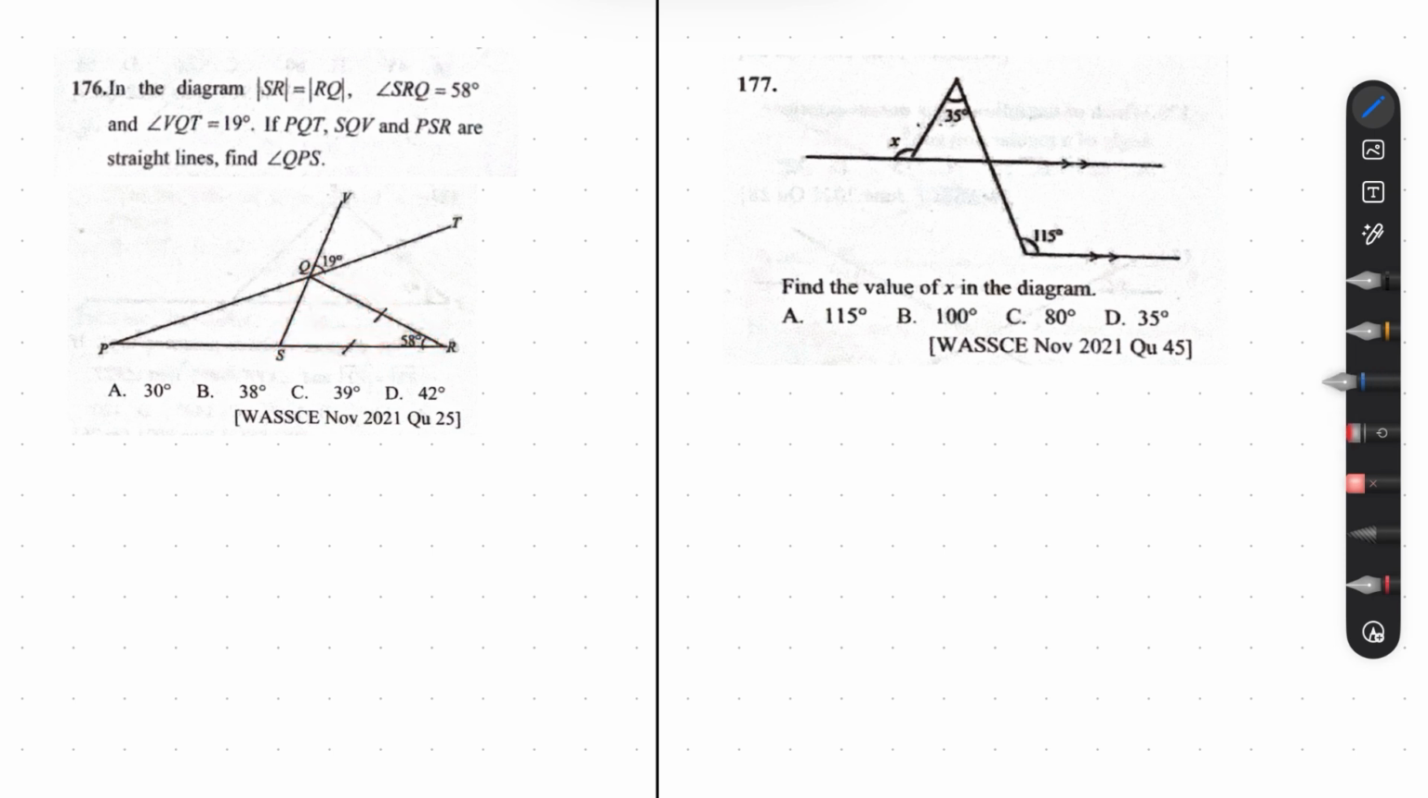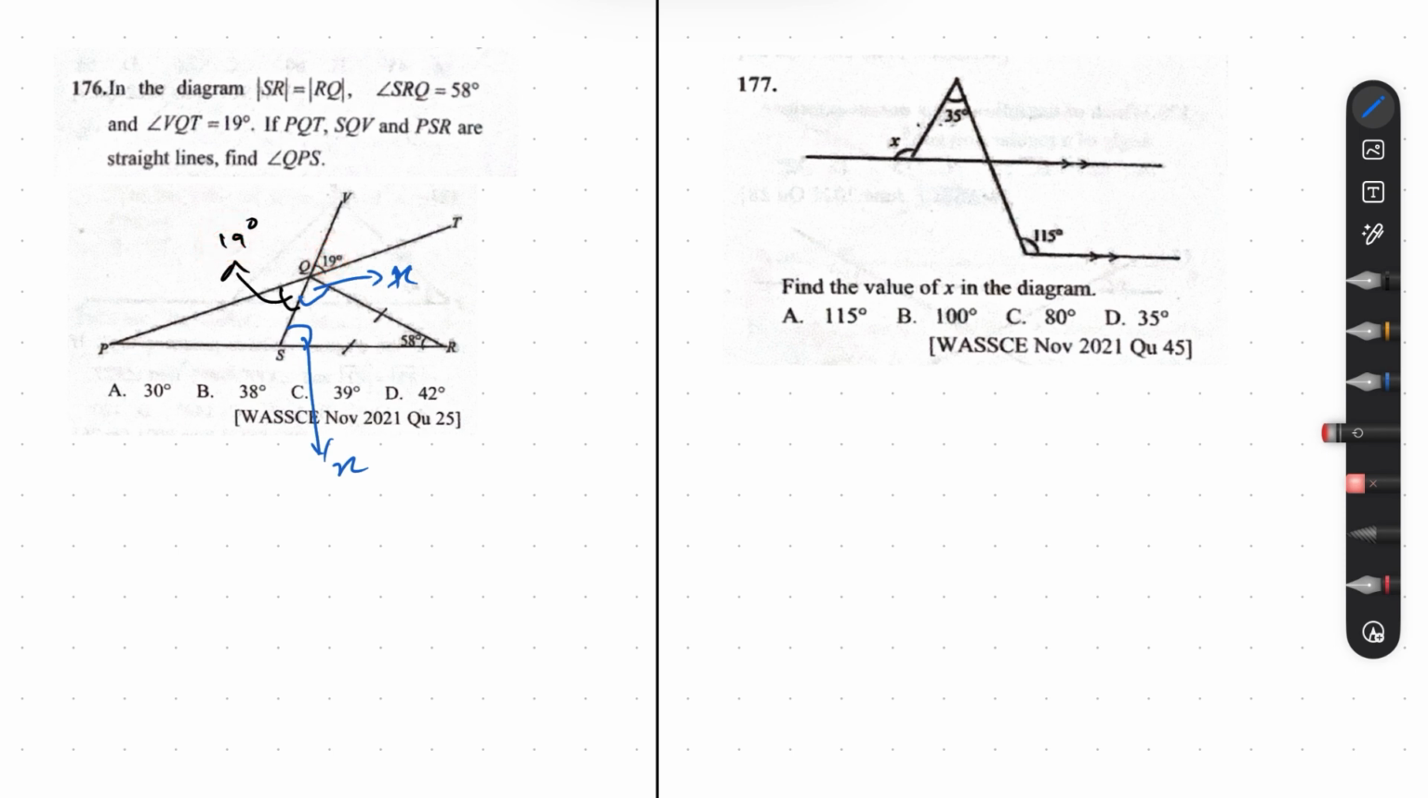So this angle right here and this angle right here, if we call them x, then this angle will also be what? X. Okay, so when we add x and 58, we should get what? 180. But before we do that, we notice that this angle here is also 19. How is that so? Because these lines cross each other, so they are vertically opposite angles, so they are equal. Okay, so this is 19 and this is also 19.